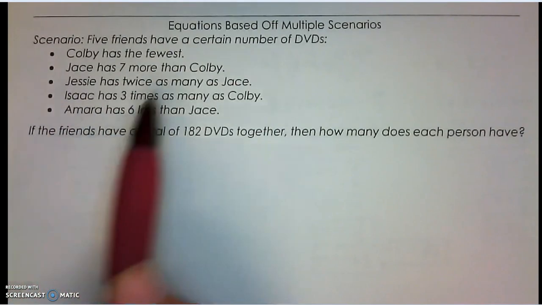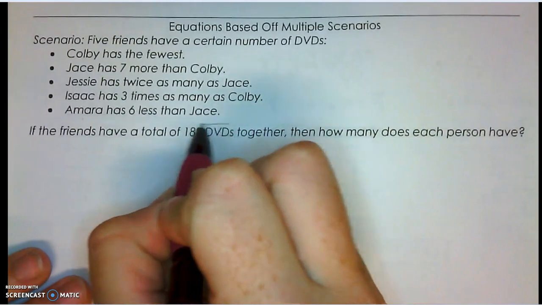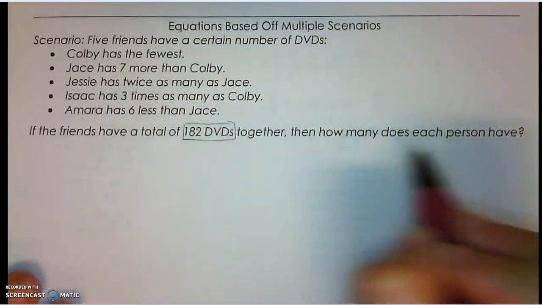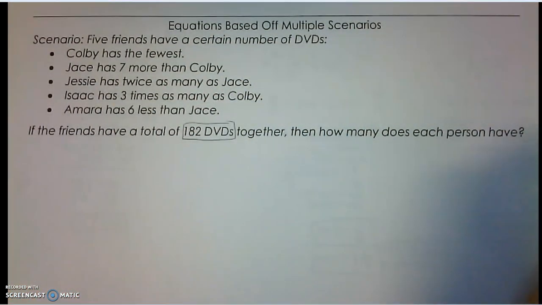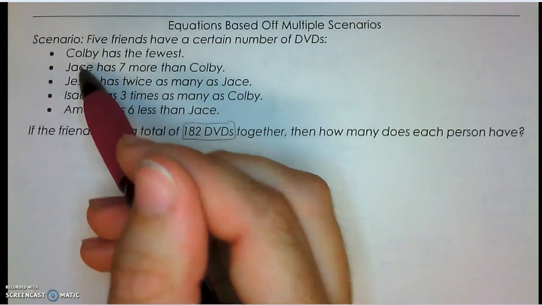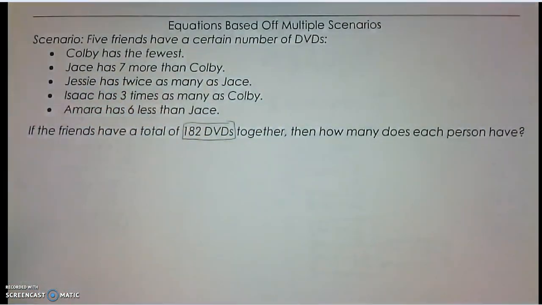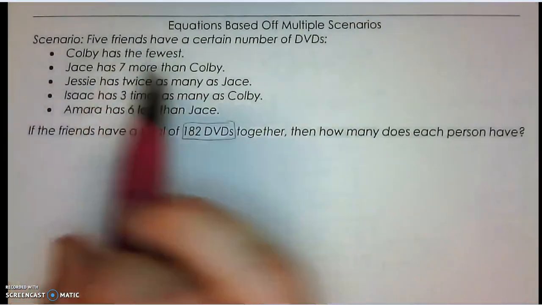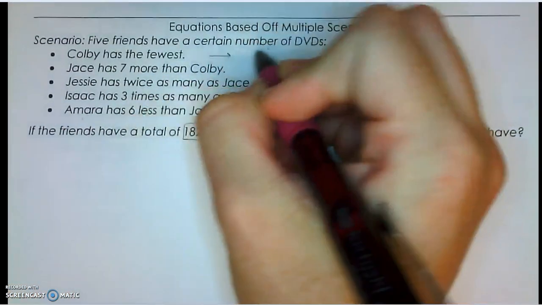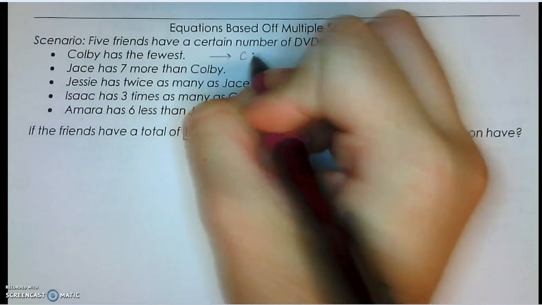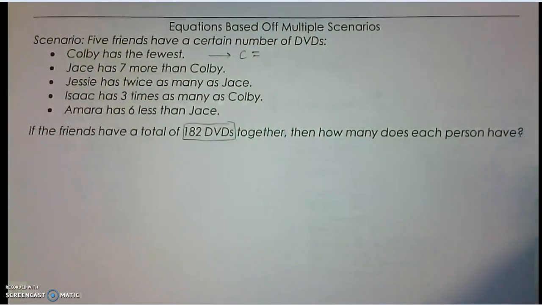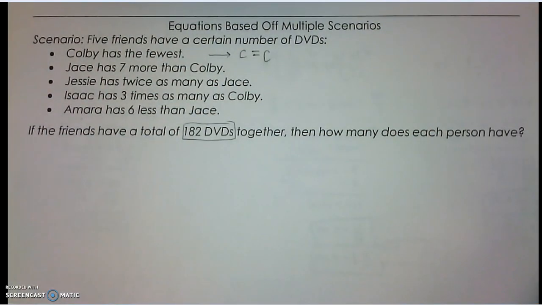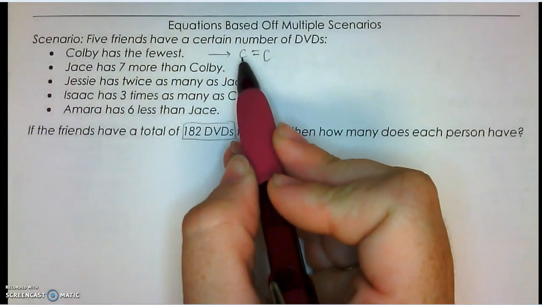Altogether, we know that the friends have a total of 118 DVDs, and our job is to figure out how much each person has. So we want to know how many Colby has, how many Jace has, how many Jesse has, how many Isaac has, and how many Amara has. So it tells me that Colby has the fewest. Now, it doesn't tell me anything else about Colby, so I'm going to use a C to represent Colby, and I'm going to say that Colby has C number of DVDs. So if Colby has 5 DVDs, then the number of DVDs Colby has is 5.